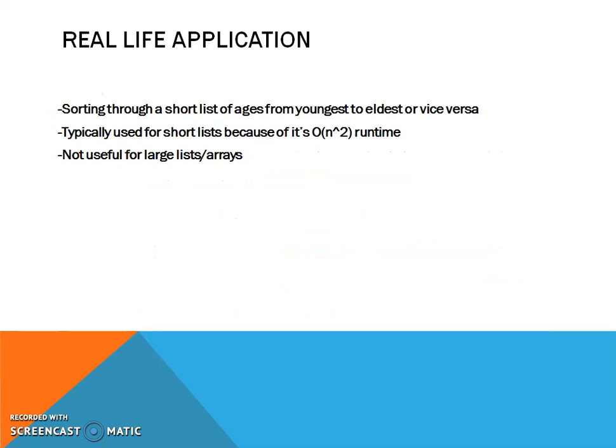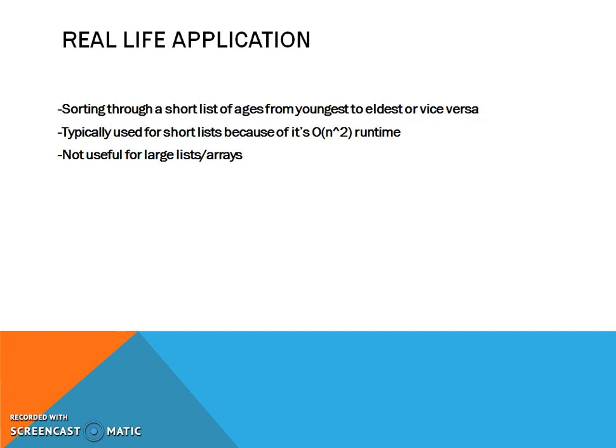A real-life application. Selection sort isn't very useful for big and large lists because its runtime is not very good. It has an O(n squared) runtime, and for that reason it can't run large lists. But you could use it to sort through lists to sort ages, from youngest to eldest, or eldest to youngest, because it's not very complicated and it could be very short. So that's all for the real life application.